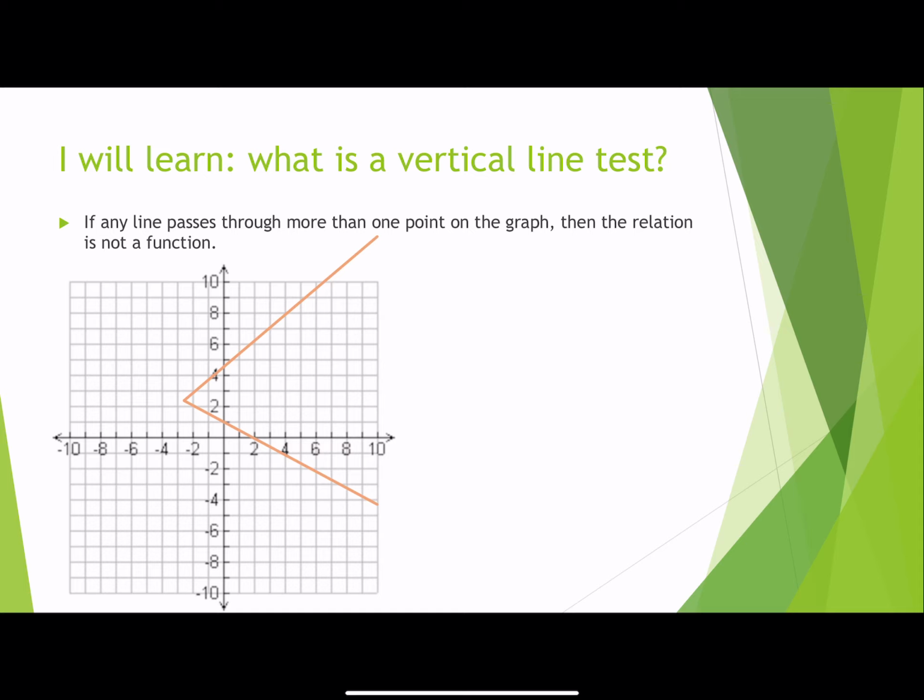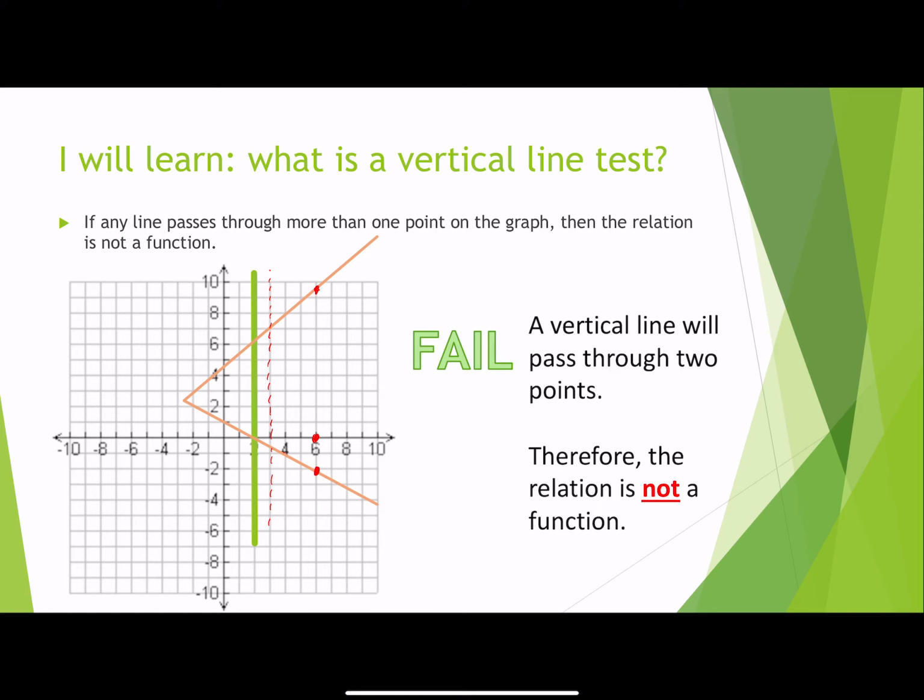Once again, do a vertical line test. What's a vertical line test again? A vertical line test is a tool that you have at your disposal to determine if a relationship is a function. In this case, just ask yourself, when x is 6, what's y? Well, I have two values, so it's not a function. It's a fail.